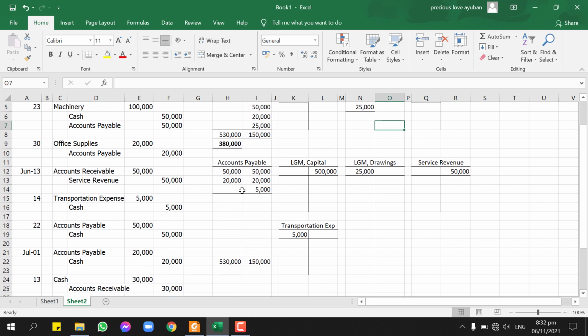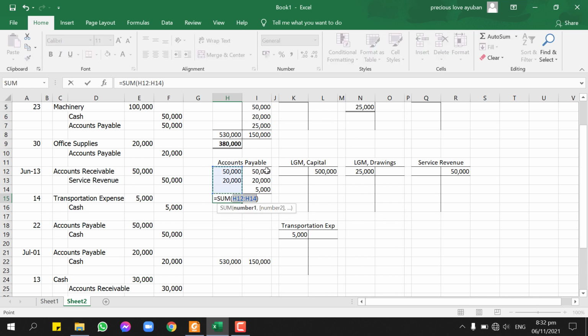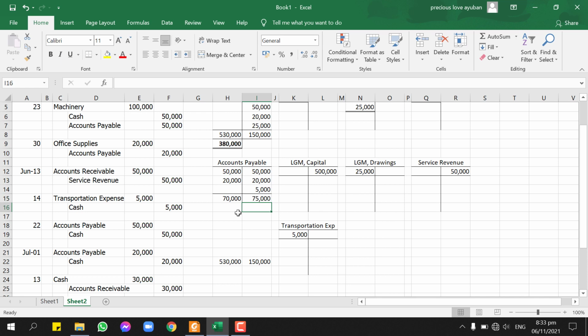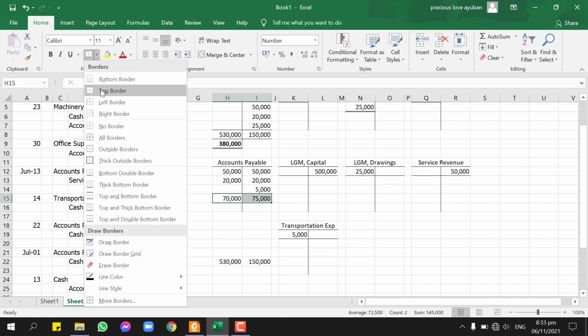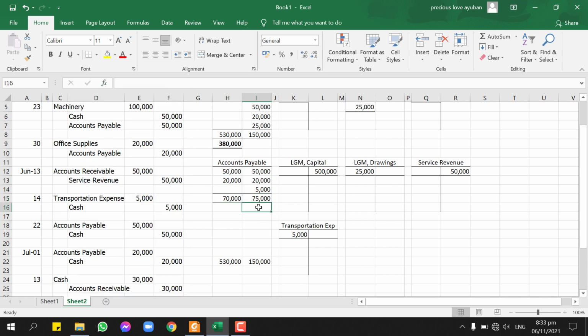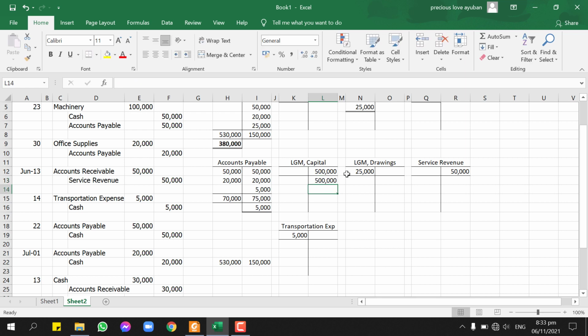Again, dapat naka-double rule. And then, yung accounts payable natin on the debit side, we have 70. On the credit side, we have 75. So, ibig sabihin, pag tinotal natin to, meron pa tayong naiwan na accounts payable of 5,000 sa credit side. Okay? Next, for the capital, we have 500,000 for the drawings, 25,000 on the debit side. For the revenue, 50,000 on the credit side.